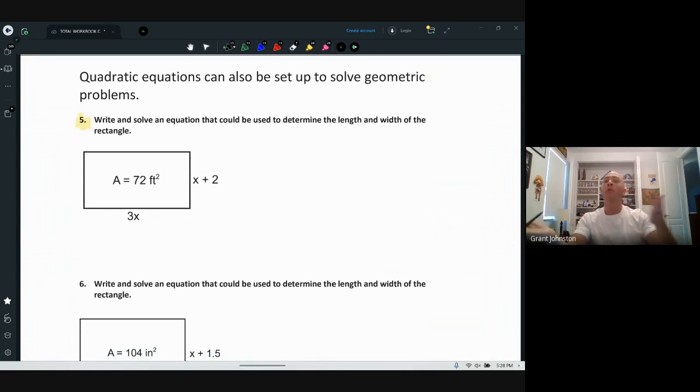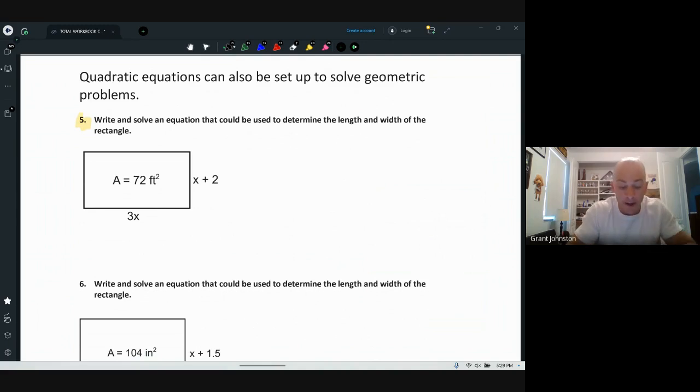With quadratic functions, we talk about how they're a lot of times used to model objects in flight. Well, you can also sometimes solve geometric problems with them. Like number 5, it's kind of goofy, but this is what it says: write and solve an equation that could be used to determine the length and the width of the rectangle. You should know this, but the area of a rectangle is length times width.